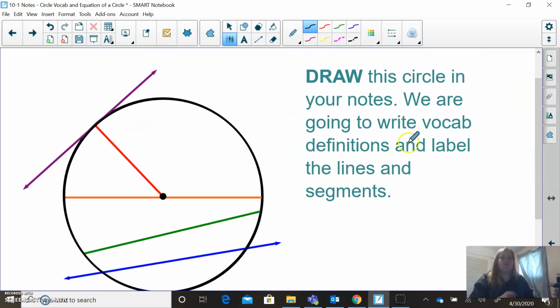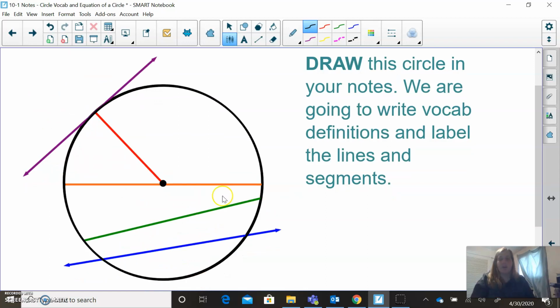Okay, so draw the circle in your notes. We are going to write vocab definitions and label the lines and the segments. So we're going to label all these different lines that are inside the circle. Some of these you're already familiar with, some of them are going to be brand new. So make sure you draw this. If you have different colors, like colored pencils or different colored pens, awesome, use them.